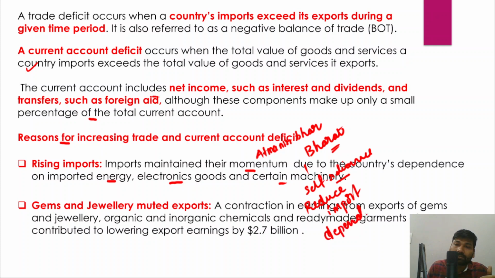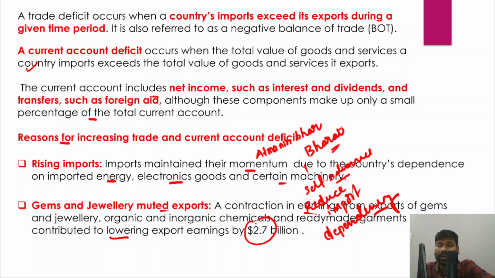Import dependency. And in fact, the second factor is gems and jewelry exports being reduced in recent times. A contraction in the earnings from the export of gems and jewelry, organic and inorganic chemicals, and ready-made garments also contributed to the lowering of export earnings by around $2.7 billion.